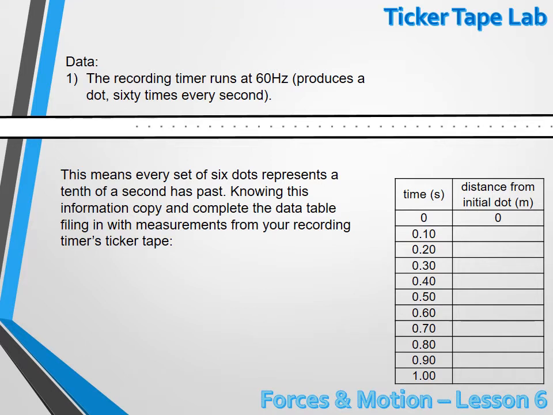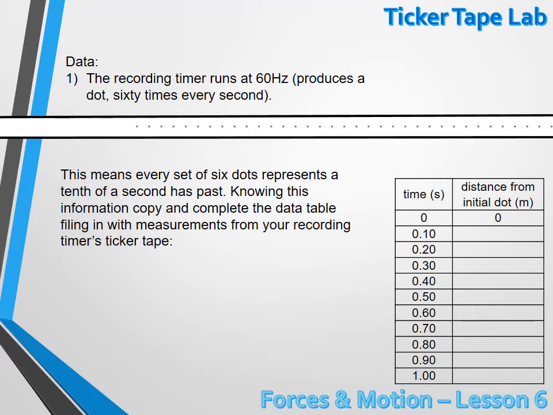Knowing this information, copy and complete the data table, filling in measurements from your recording timer's ticker tape. So how will you do that? Well, the left side of the ticker tape doesn't have any dots. You can rip that off and throw it in the garbage. The rest you have to make sure that you keep, so when you hand in your lab, you have the ticker tape that I can look at to make sure that you've done everything correctly.